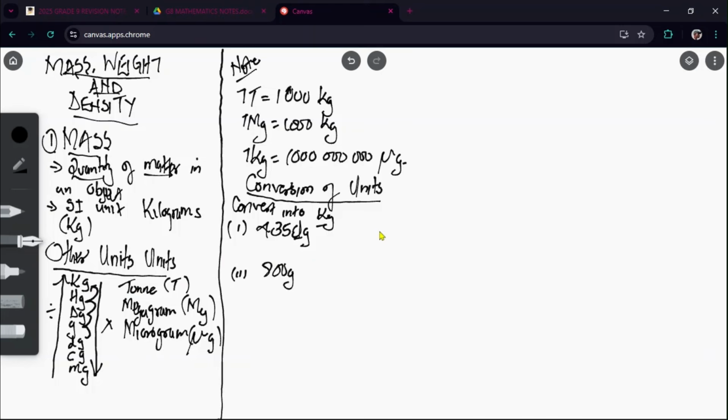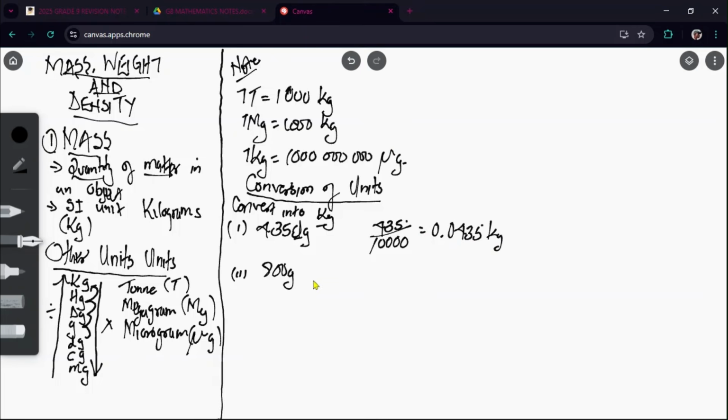So I'll take 435 and divide by 1 followed by zeros, since I'm moving 1, 2, 3, 4 steps. If you take 435 and divide by 10,000, it is the same as moving the decimal backward 4 steps: 1, 2, 3, 4. So this is the same as 0.0435. This is in kg.